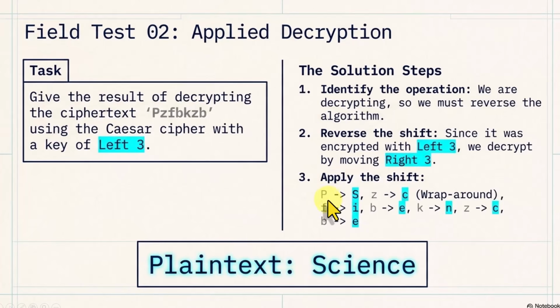So apply the shift. For example, P, applying right 3 to that, P will change to S. Z will change to C. Why? Because we wrap around. F will change to I. So apply this. The final answer has to be SCIENCE. So decrypt this and see if your final result becomes science. Clear? If your answer was correct, then you have learned. If not, then you have to watch the video once again.